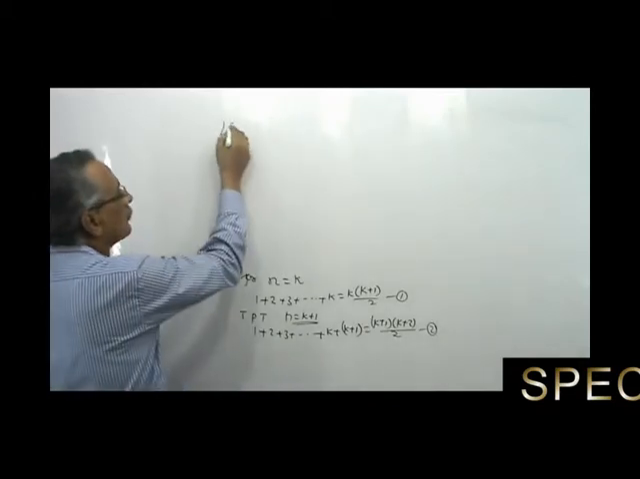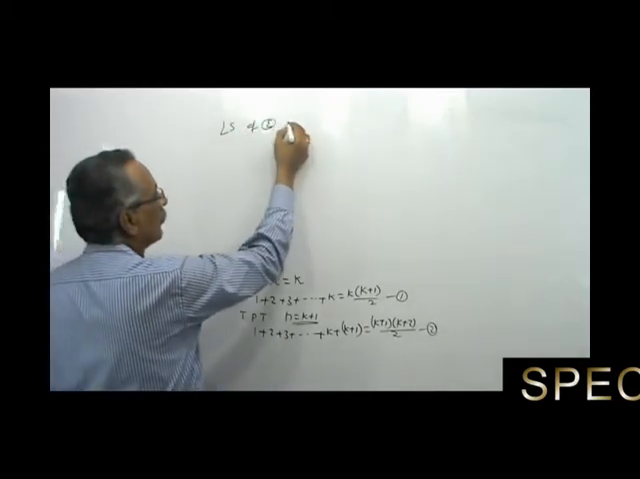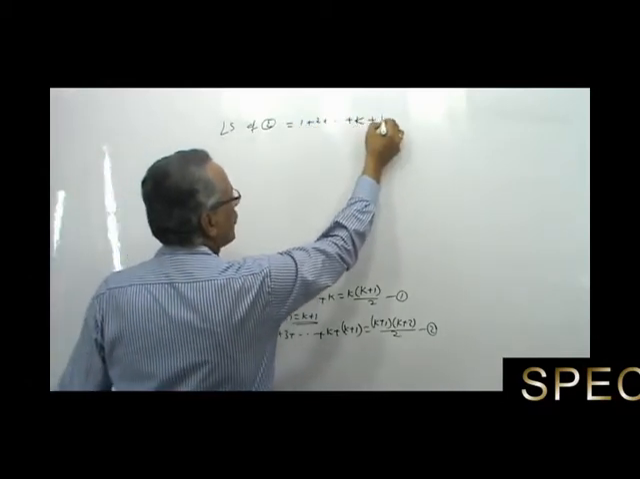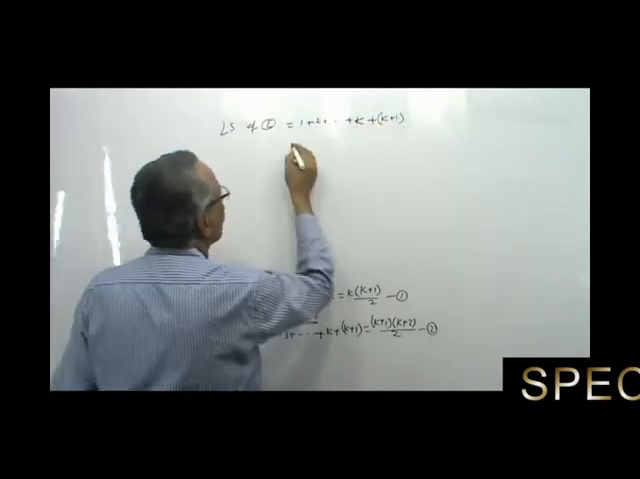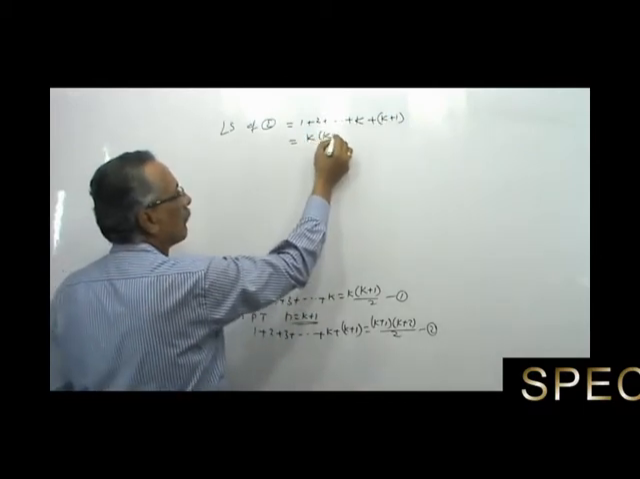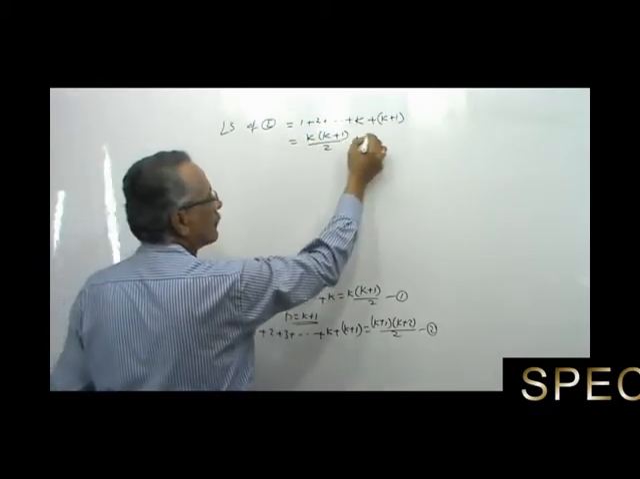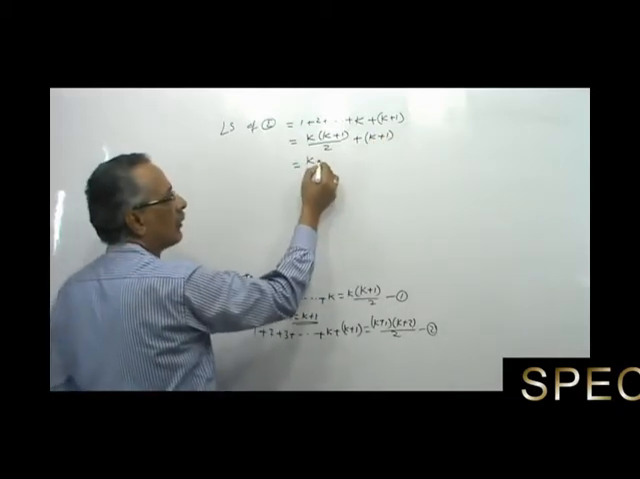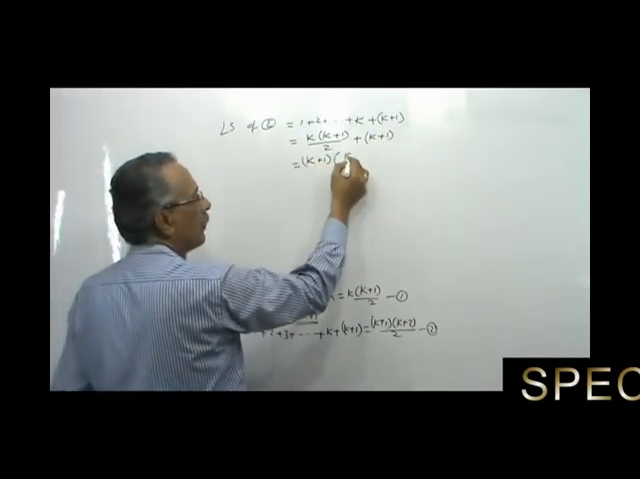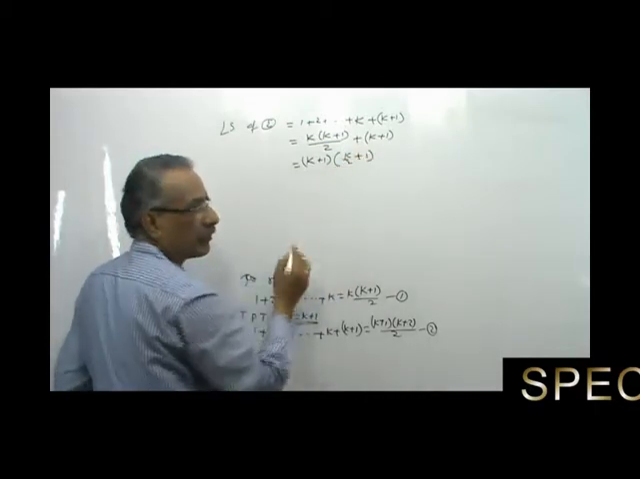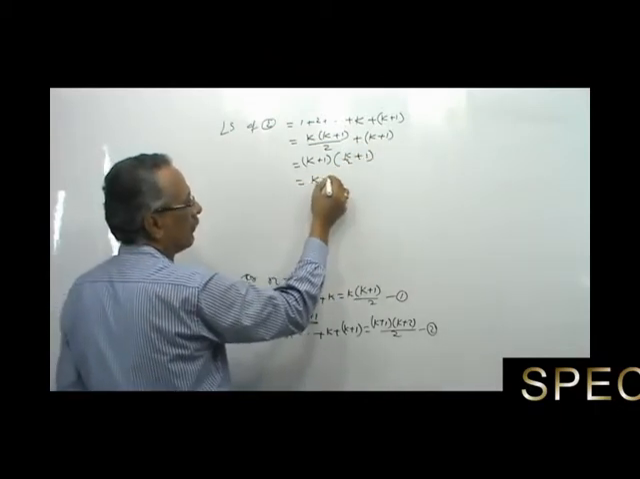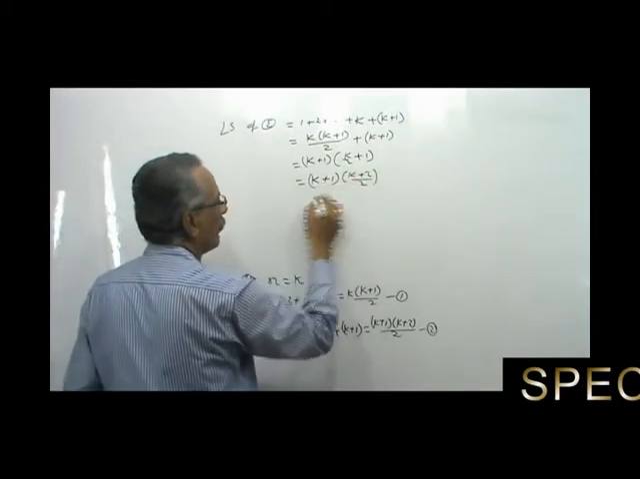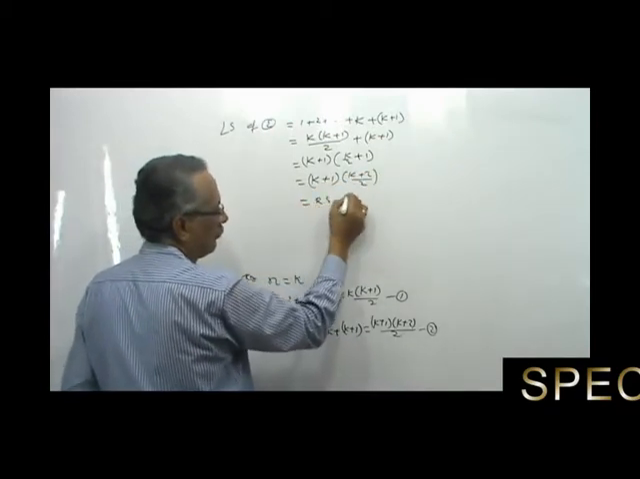We take the left side of 2, that is 1 plus 2 plus etc. plus k plus 1. That is equal to k into k plus 1 by 2 plus k plus 1. We take k plus 1 common: k plus 1 into k by 2 plus 1. Take LCM and simplify: k plus 1 into k plus 2 by 2. That's the right side of 2.